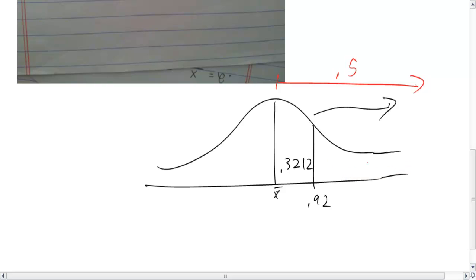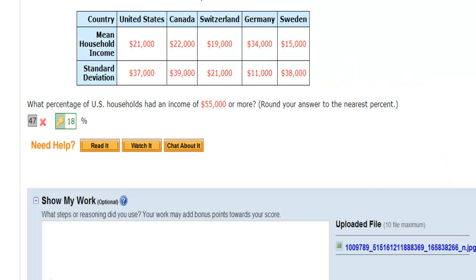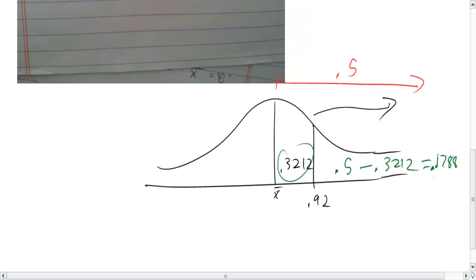Well, so now the idea is pretty simple. It's just if from here on up is 0.5, we need to take away that portion. So this section will be 0.5, take away 0.3212. And that's going to end up giving us 0.1788. And I believe the problem asks for it rounded to the nearest. Let's go look. Rounded to the nearest percent. So again, if this is 0.17, that's 17%. So rounded, that would make it 18%.